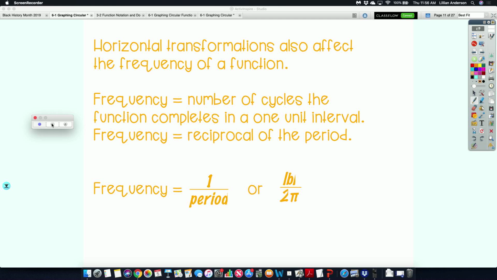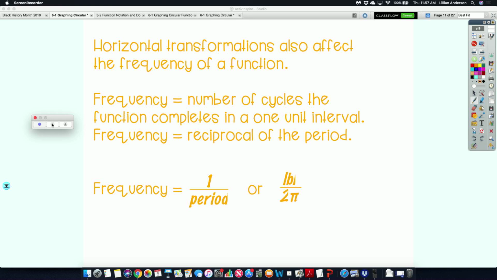So your horizontal transformations also affect the frequency of a function, okay? Frequency, by definition, is the number of cycles the function completes in a 1-unit interval. I'm not talking about 1 radian, just a 1-unit interval. To find the frequency, just take the reciprocal of the period. So whatever the period is, you just flip it.